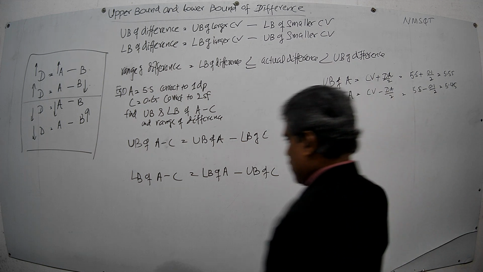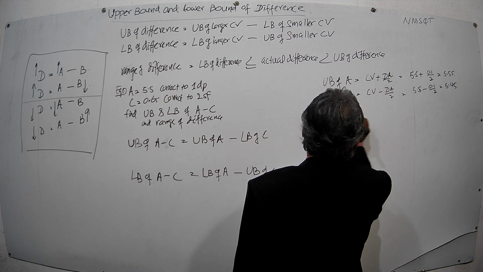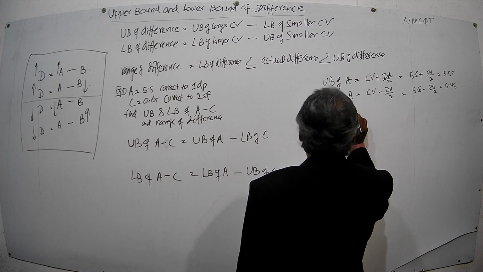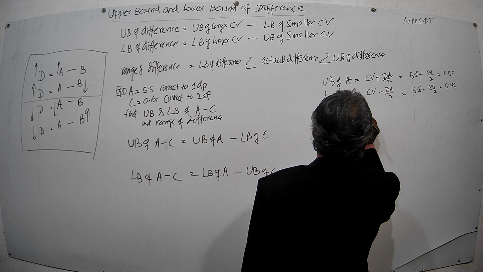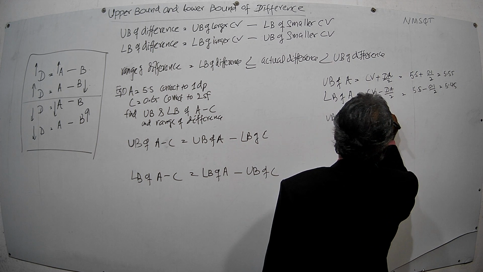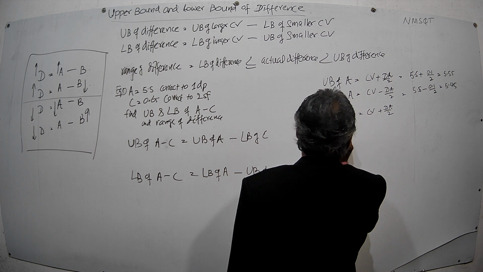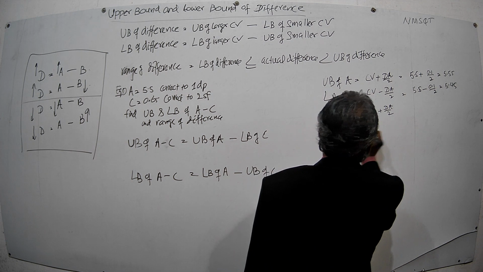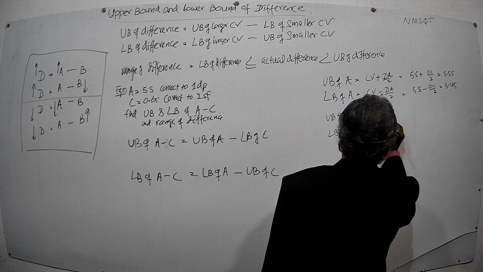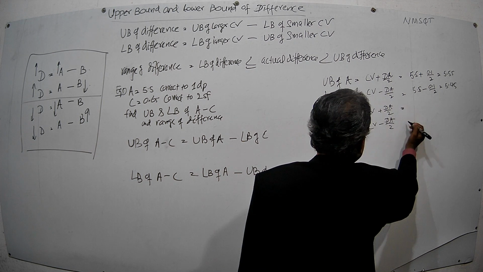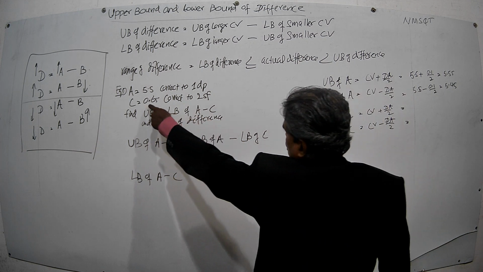Now go to the next one, second one. Upper bound of C equals corrected value plus degree of accuracy over 2. Then lower bound of C, that is corrected value minus degree of accuracy over 2. Right. We will calculate. Then corrected value of C is 0.65.